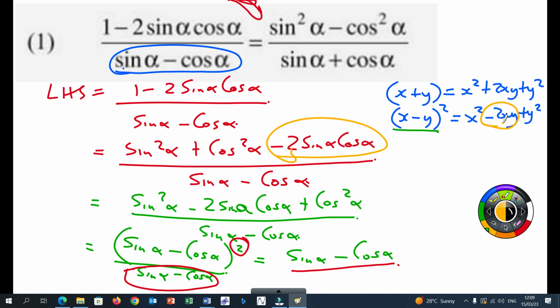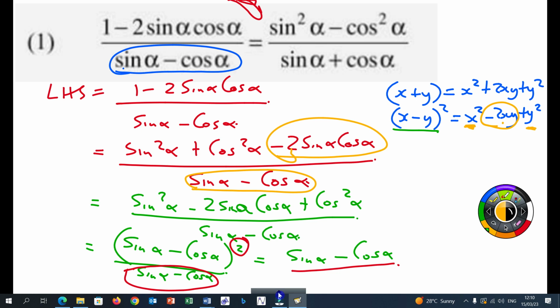Because of this one here, if I convert it to sine squared alpha plus cos squared alpha, I will be creating this x squared and that y squared. The good thing about this is, once I factorize it, I'll get an expression which is equivalent to the denominator, which is sine alpha minus cos alpha. So one of the 2 factors cancels out with that denominator.